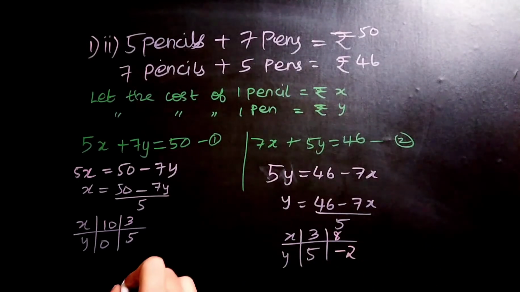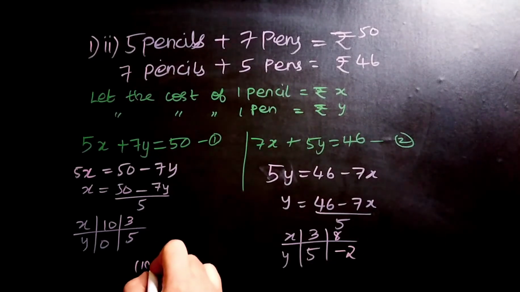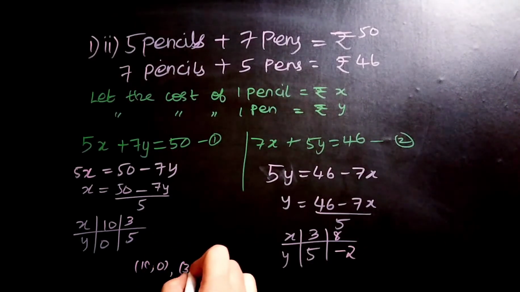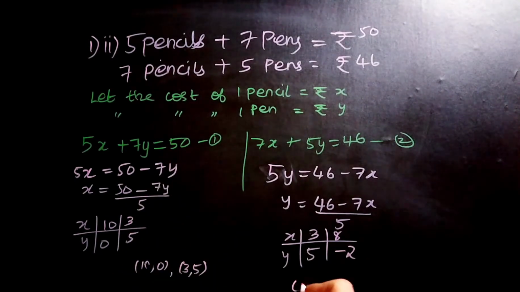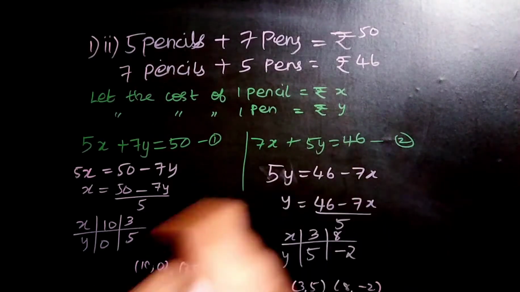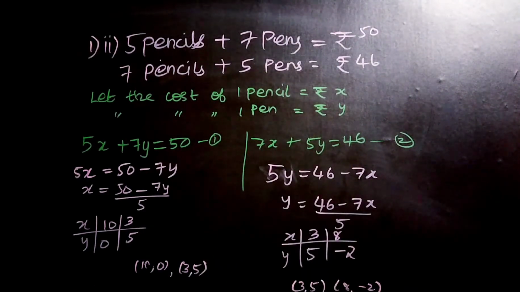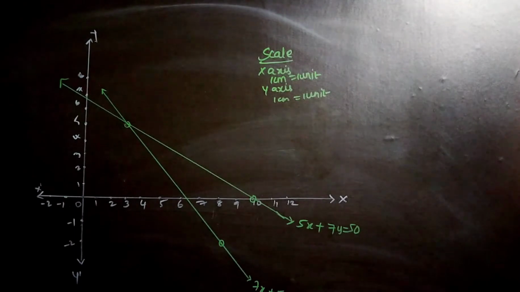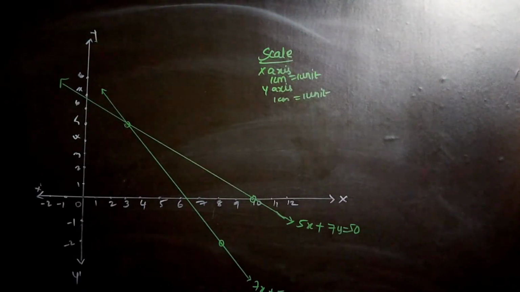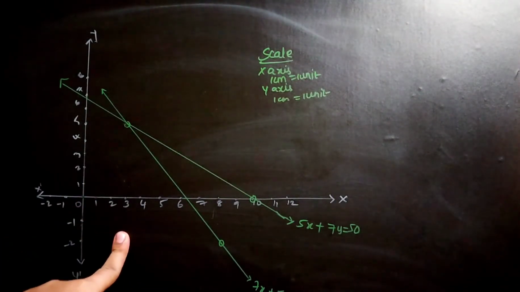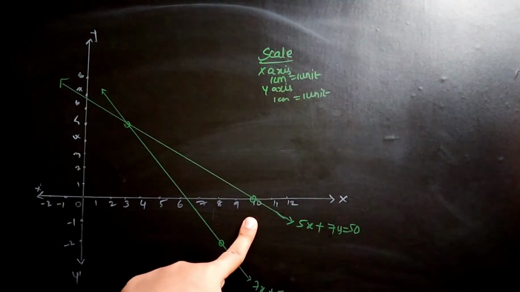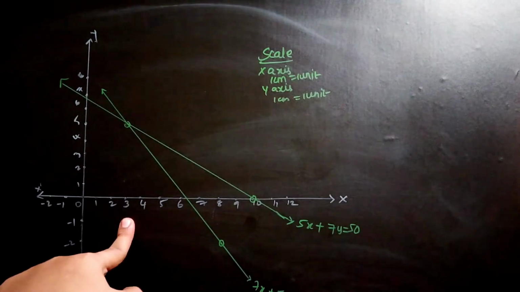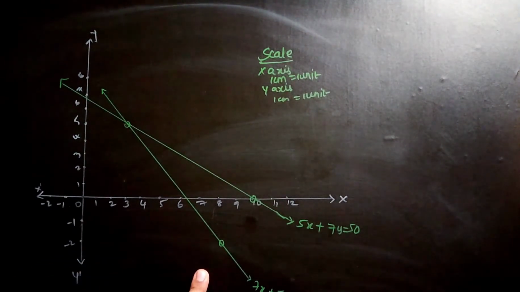So we have the points (10, 0) and (3, 5) for the equation 5x plus 7y equal to 50. Then (3, 5) and (8, minus 2) for the equation 7x plus 5y equal to 46. Now we will do it graphically. When we plot graphically, mention the equations. We have (3, 5) and (10, 0) for the equation 5x plus 7y equal to 50, and (3, 5) and (8, minus 2) for 7x plus 5y equal to 46.